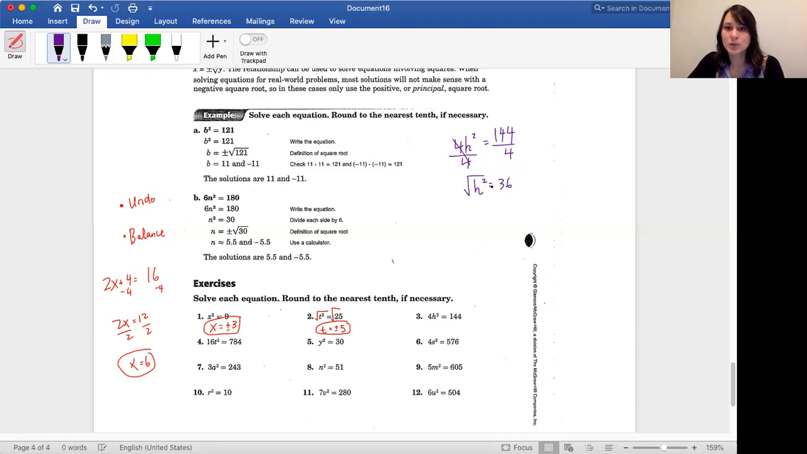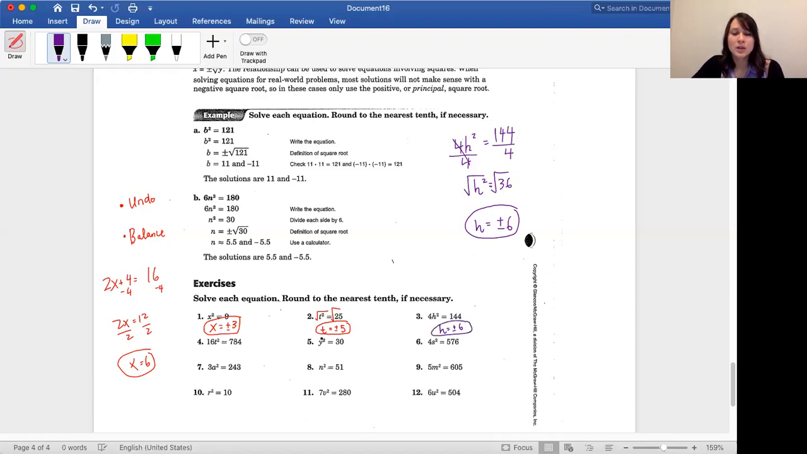And now we're going to square root both sides. And you have h equals positive or negative 6, because if I plug that in, I could do a negative 6 squared times 4 and get a positive 144. I could do a positive 6 squared times 4 and I get a positive 144. So I have 2 options for my answers, positive or negative 6.